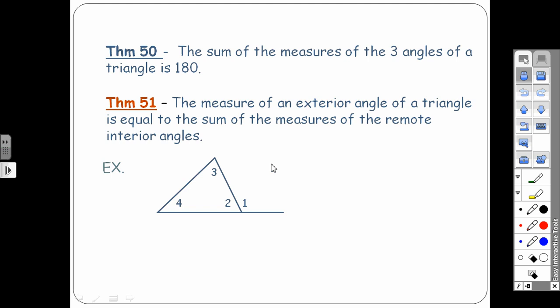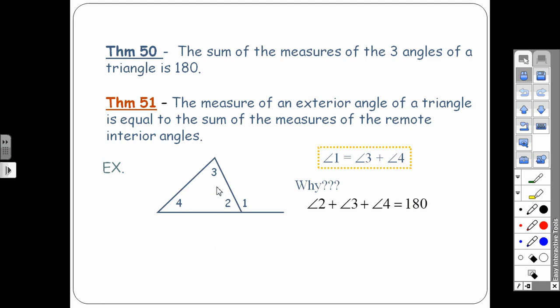So with this theorem, we actually don't need restrictions anymore because we can set up an equation that relates angle 3, angle 4, and angle 1 to each other. So basically what it says is that angle 1 is equal to angle 3 plus angle 4. So let's think about why this might be.